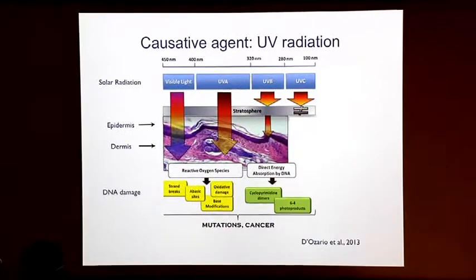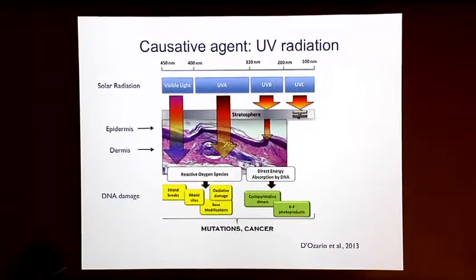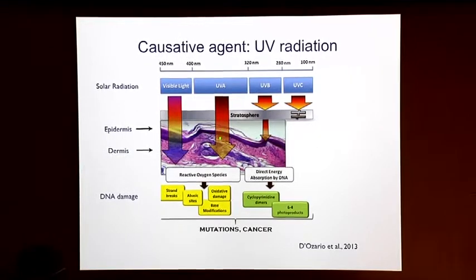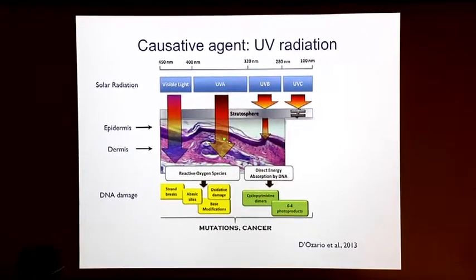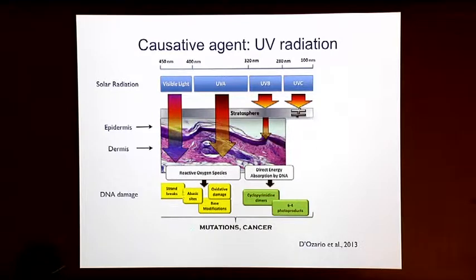There are 3 different types of UV radiation. UVA radiation can go through the epidermis and deep into the dermis. This radiation can cause reactive oxygen species that can react with structures within your cells and cause damage to the genetic information. UVB radiation, which is from 320 nanometers to 280 nanometers, doesn't go as deep. It impacts the epidermis, and the UVB radiation is primarily absorbed by DNA.